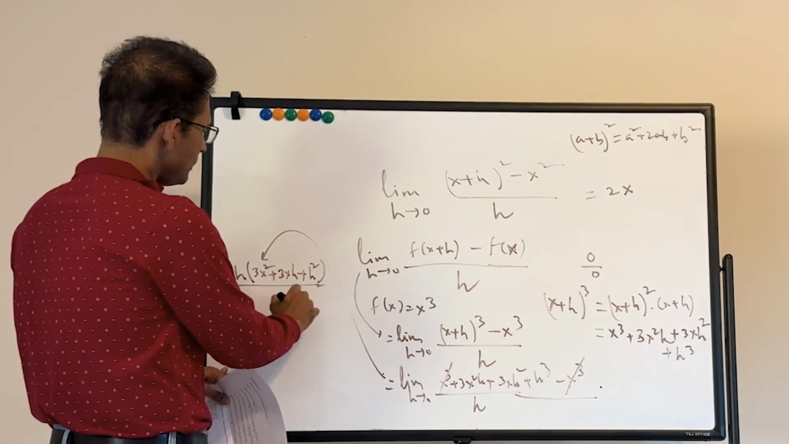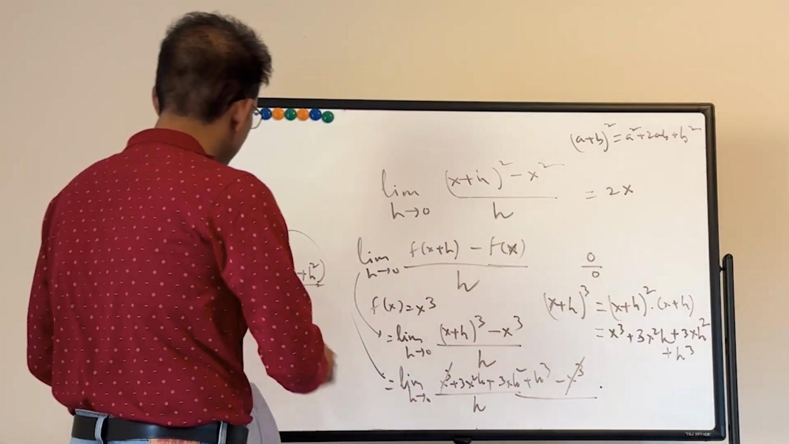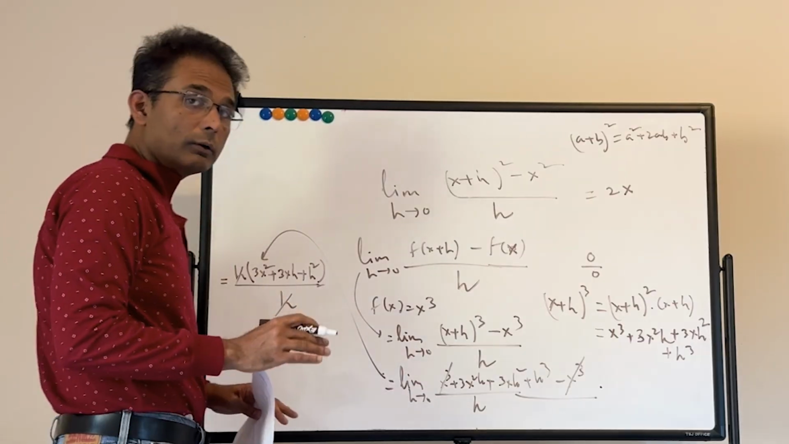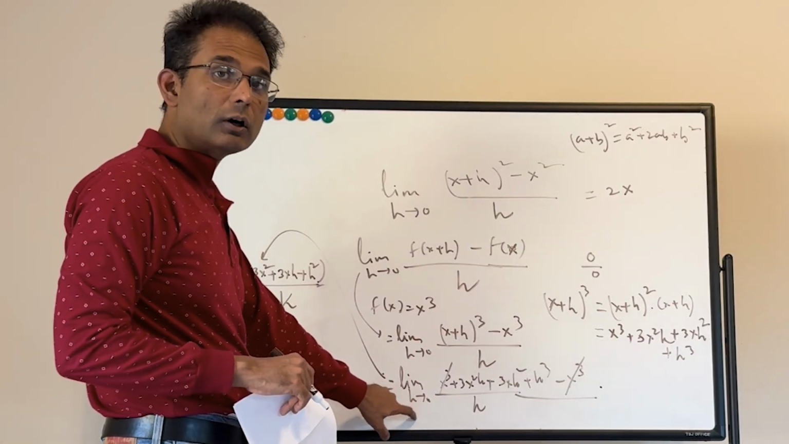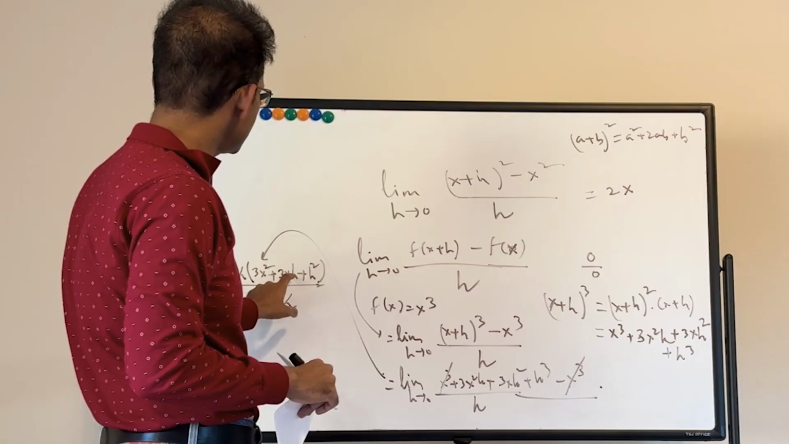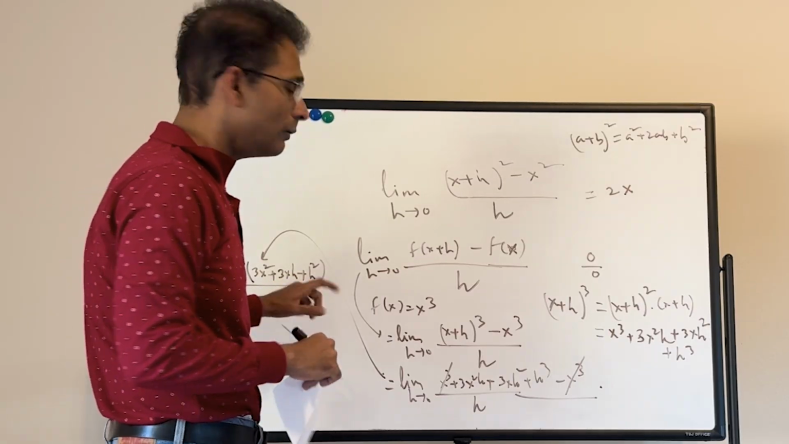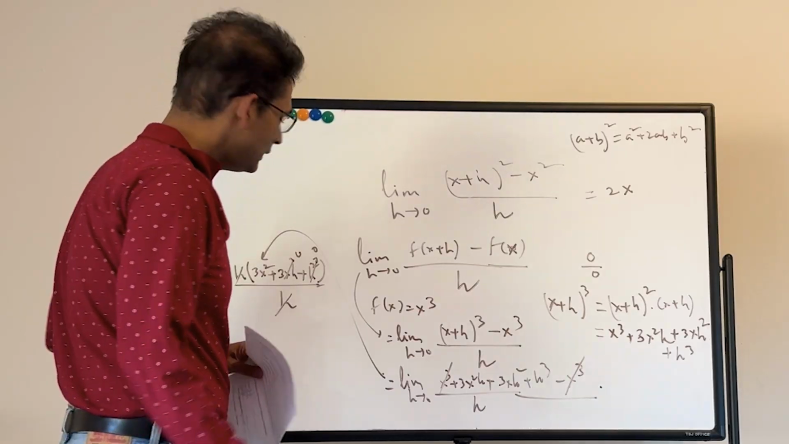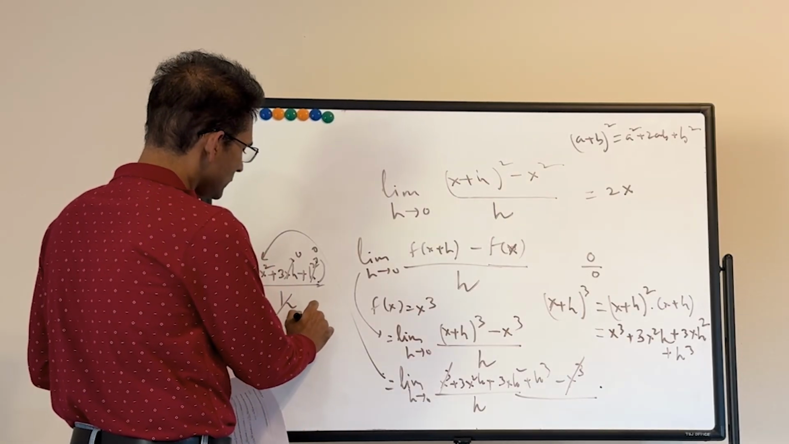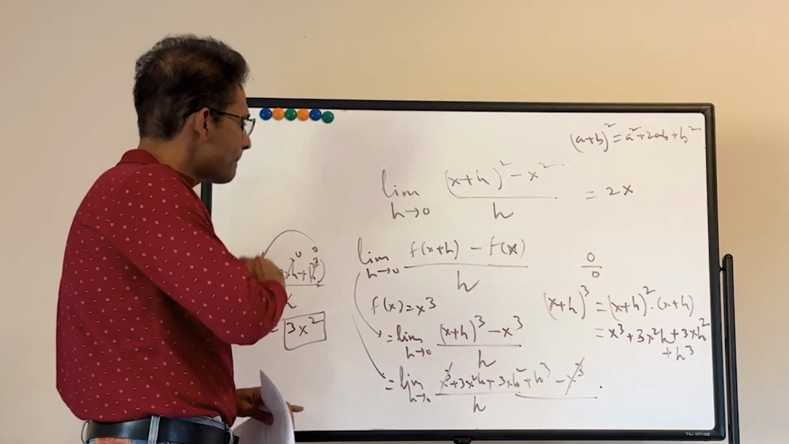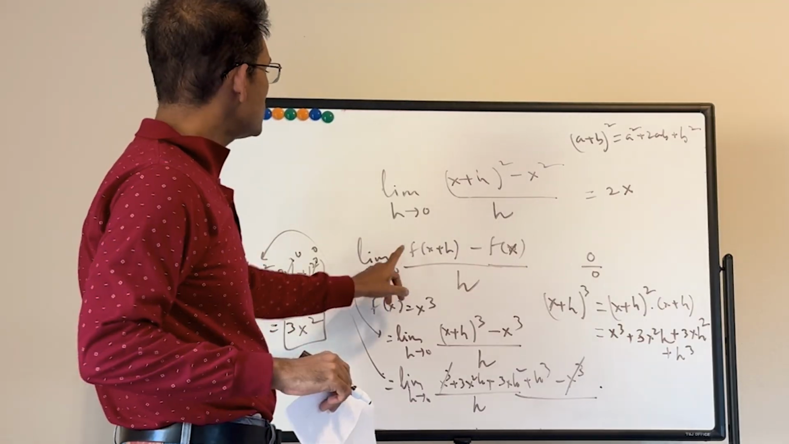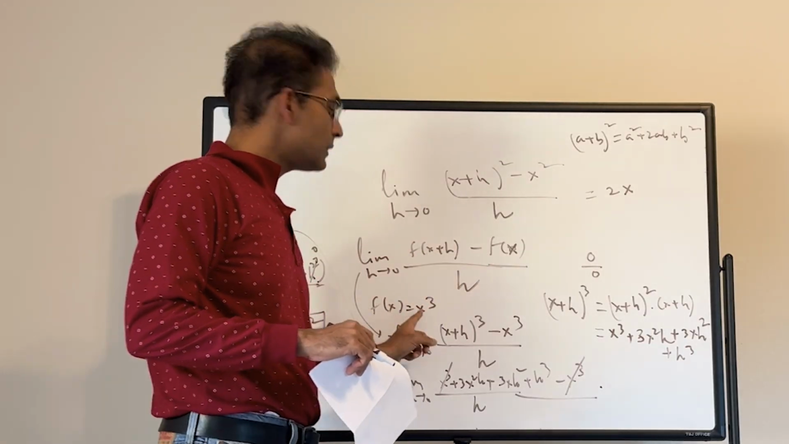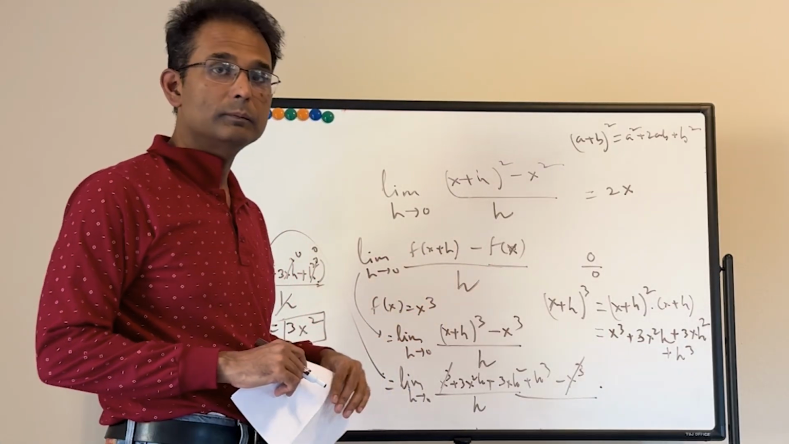And you have an h in the denominator, right? So these two h's cancel out. And you're taking the limit h going towards 0. So that means you have to set this h and this h to 0. So both of these terms vanish, and you're left with simply 3x squared. So you can see that this limit, when f of x is x cubed, is 3x squared.